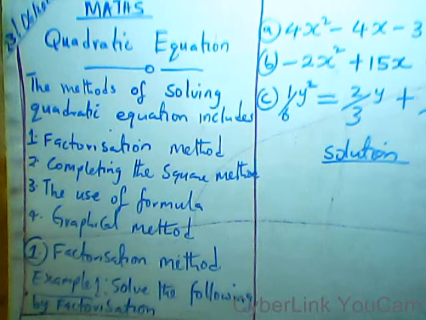If you can remember, there are various methods of solving quadratic equation. We have the factorization method, the completing the square method, and the use of formula, which some people call automatic formula or general formula. Then we have the graphical method. But in the course of this lecture, we are going to look at the factorization method, the completing the square method, and the use of formula.